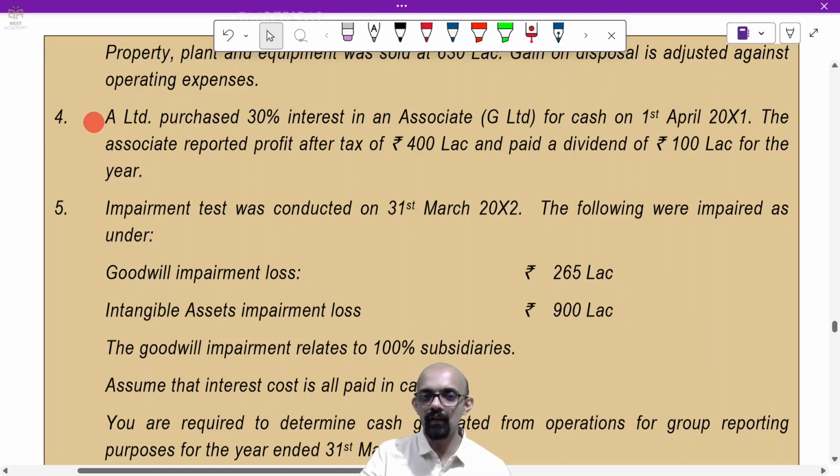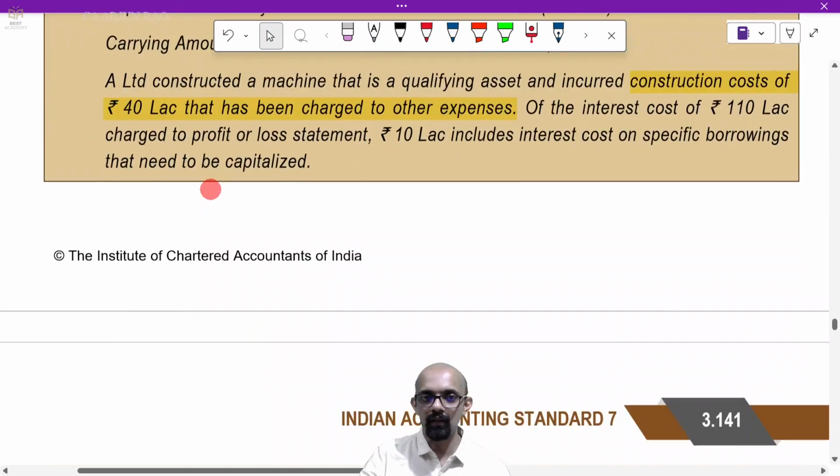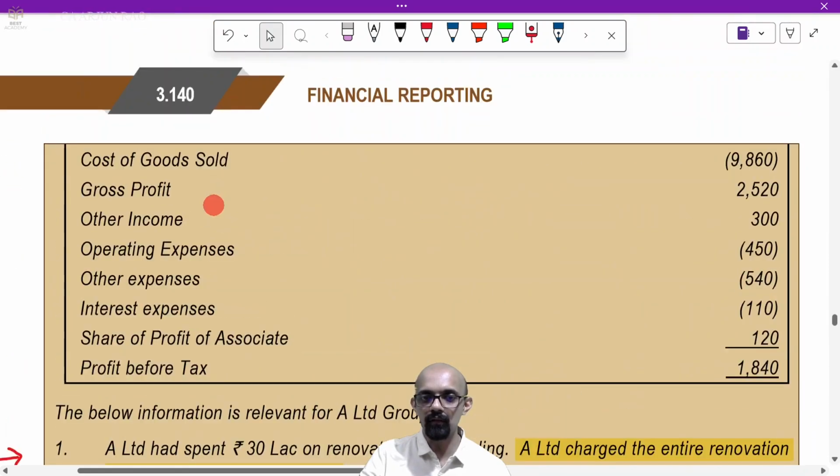Another adjustment that's there in this question is the associate information. Now the share of profit of the associate that is recognized, that's not a cash flow. So that will not come in the cash flow statement. So here they have given share of profit of associate, so that also has to be removed.